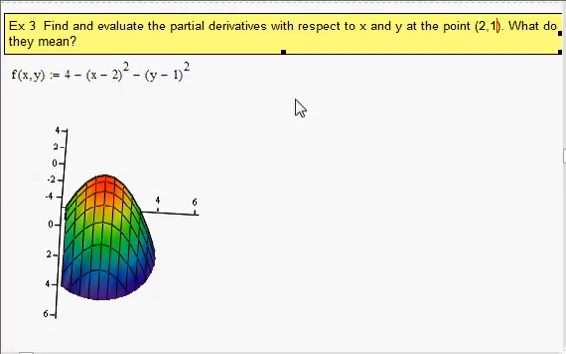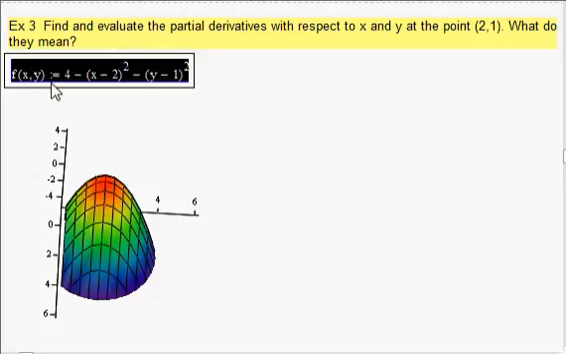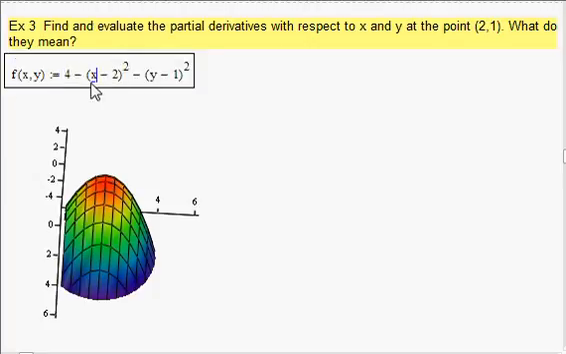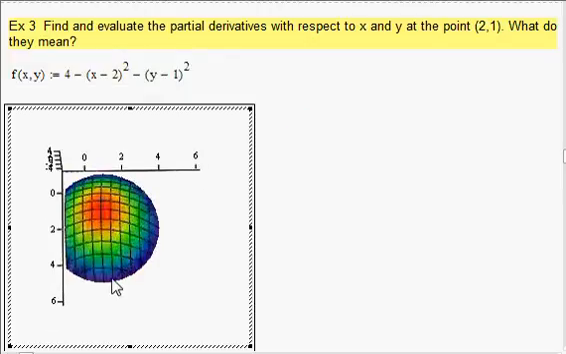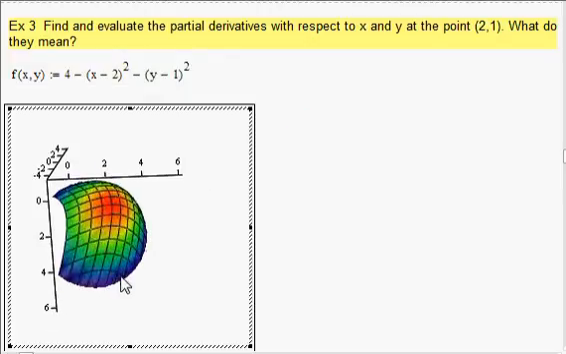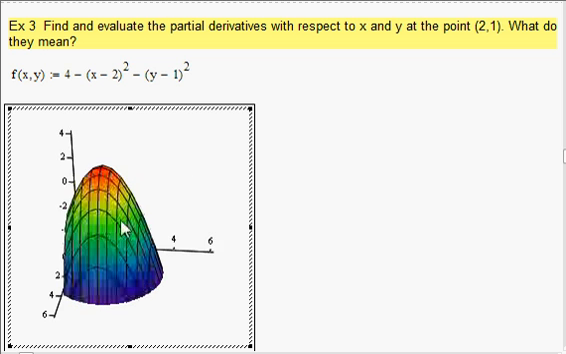So, here's our function f of x and y. It's 4 minus (x minus 2) squared minus (y minus 1) squared. And if you think about it, it would be the same as 4 minus x squared minus y squared, except it's been moved over 2 units in the x direction and 1 unit in the y direction, moved to the right, or in the case of y, moved up 1 unit. And here's what it looks like. It's an inverted paraboloid, if you will.